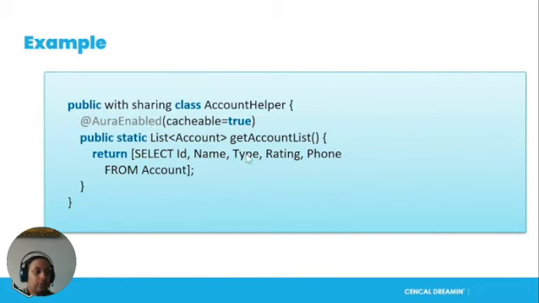And this is a method. This method getAccountList returns a list of accounts. Here it's just a SOQL query: select Id, Name, Type, Rating, Phone from Account. So this method just displays all the accounts we have in our database.